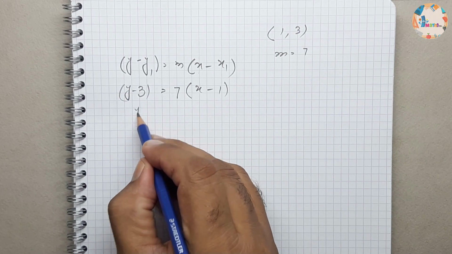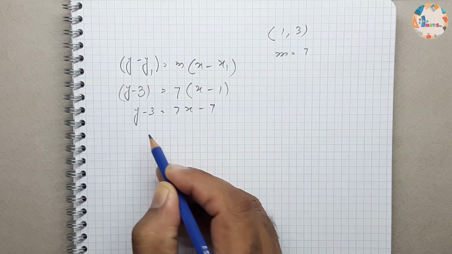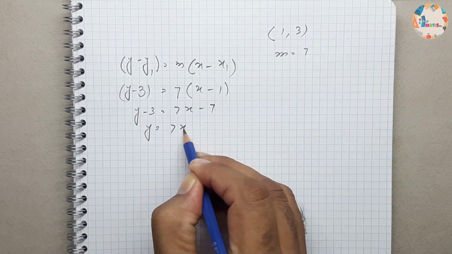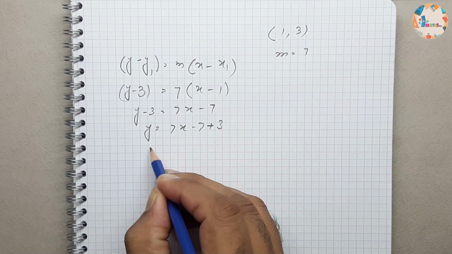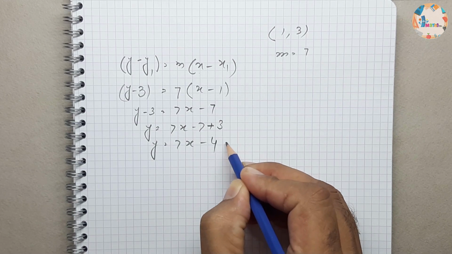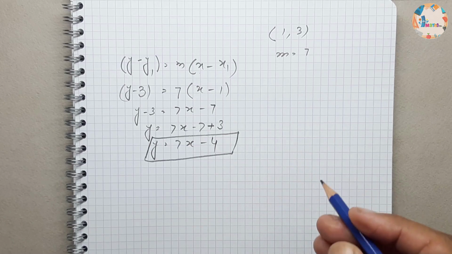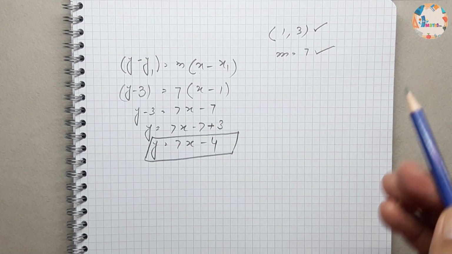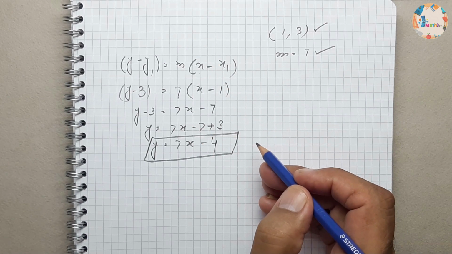Now we just open this one: y minus 3 is equal to 7x minus 7. So now we can shift 3 to this side. y is equal to 7x minus 7 plus 3. y is equal to 7x minus 4. This will be the final equation of the line using a point and slope. So this is how we can use this one also.